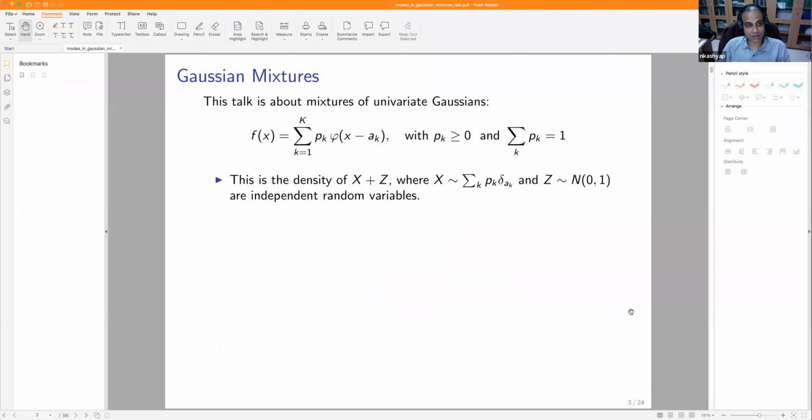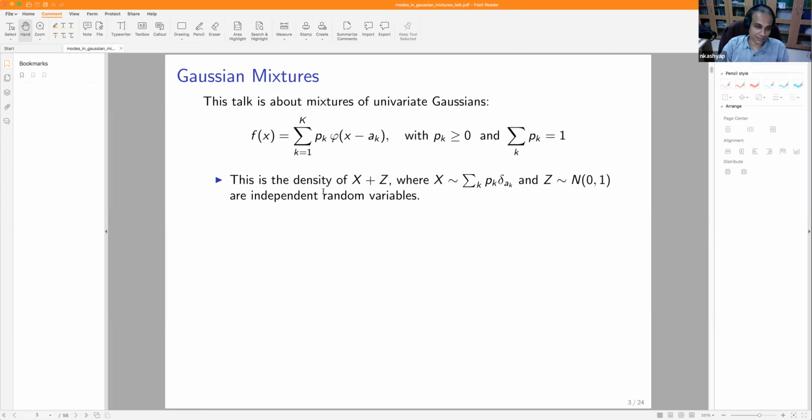But what we are concerned about in this talk primarily is mixtures of these univariate Gaussians. And by mixture, I mean that we take a certain number of Gaussians, need not even be finite, each of them centered on the real line somewhere. So a bunch of Gaussians with centers a sub k, and you're taking a mixture of those. That is, you're taking a convex combination of those densities.